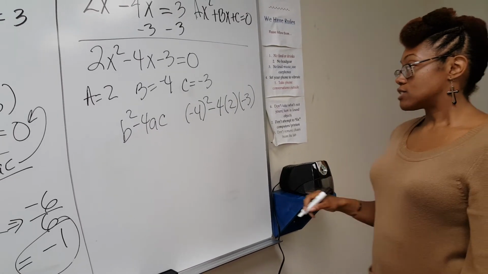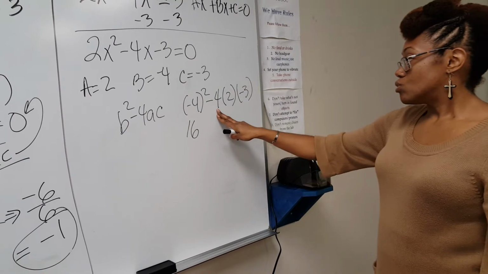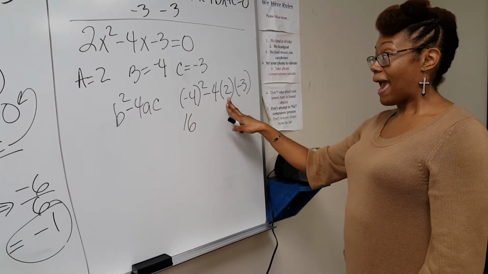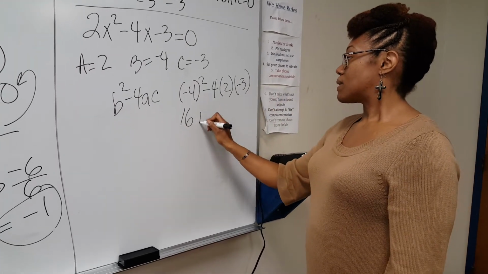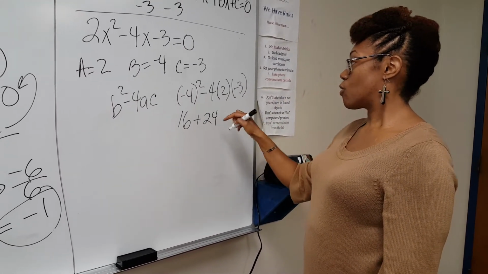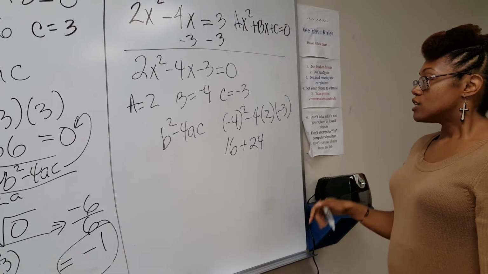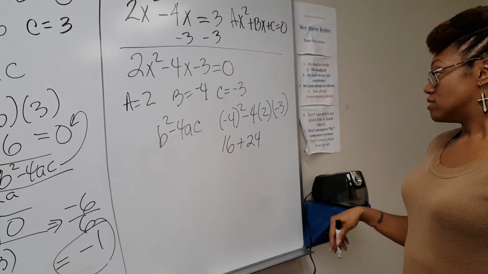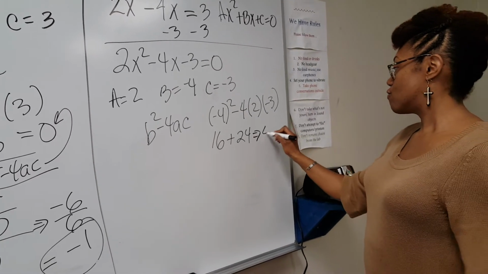So 4 squared is going to give me 16. 2 times 4 is 8, and 8 times 3 is 24. But that would be plus 24 because this is a negative 4 and a negative 3 multiplied together. So 24 and 16 make a positive, wait for it, 40.